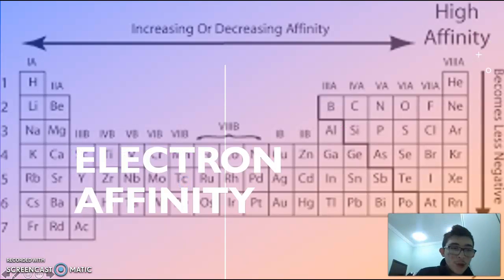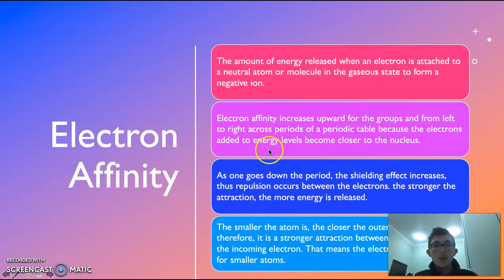So the next periodic trend we'll be talking about is electron affinity. Electron affinity is the amount of energy released when an electron is attached to a neutral atom or molecule in the gaseous state to form a negative ion. Now, in terms of effective nuclear charge, electron affinity increases upward for the group and from left to right across a period of the periodic table because the electrons added to energy levels become closer to the nucleus.